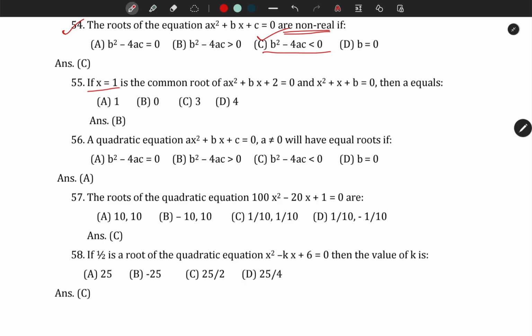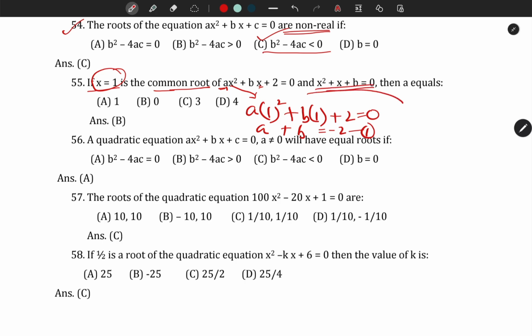Now if x equals 1 is a common root, it means this value of x is for both the equations. So in place of x we can substitute 1 in both the equations. Let's substitute in the first equation. a will remain a, x square will be 1 square, plus b will remain b, and x will become 1, plus 2 equals 0. So a into 1 square is a, plus b into 1 is b, plus 2. Let's take it to the other side, it will become minus 2. Leave this as equation 1.